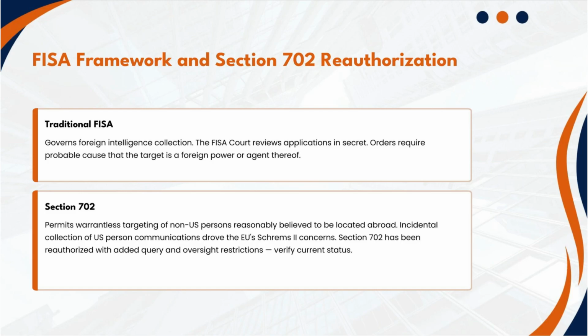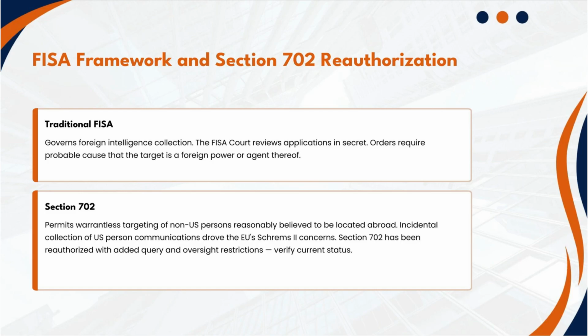Traditional FISA requires probable cause that the target is a foreign power or an agent of a foreign power, not probable cause of a crime, a different standard entirely. Section 702, added by the FISA Amendments Act of 2008, is the big one, and you need to understand its shape. It authorizes targeting non-US persons reasonably believed to be located outside the United States to acquire foreign intelligence.